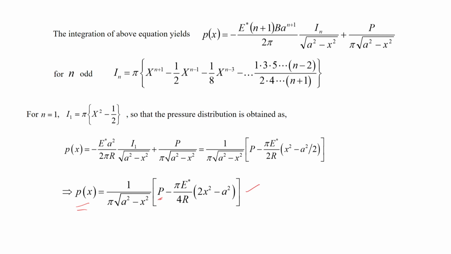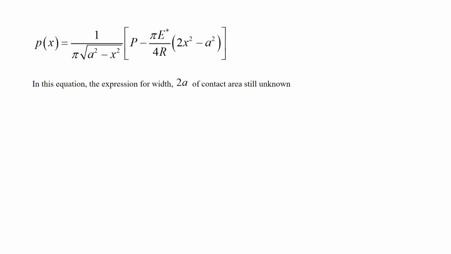So, when we apply the load, this contact area increases, remember there is no adhesion yet. The contact area increases and a certain value of A gets chosen, so this A has to be determined. In this equation the expression of the contact width is still unknown. Unless we know A, we will not be able to find the pressure distribution over here, so that will remain unknown.